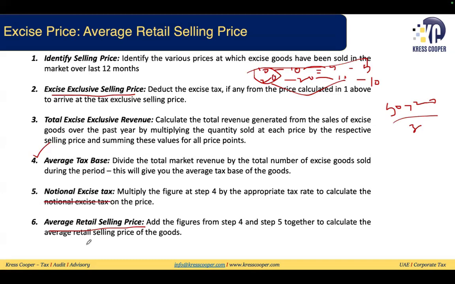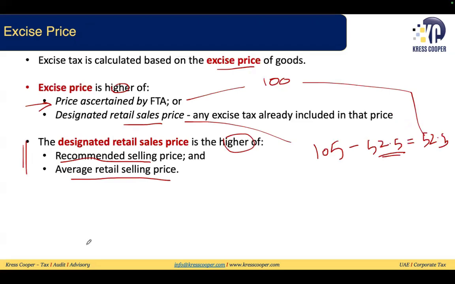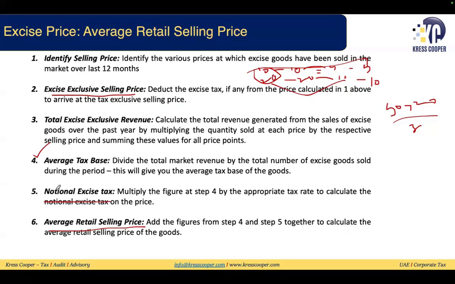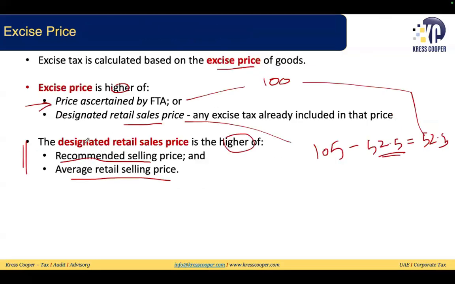How will you ascertain the excise price basis? The higher of the price ascertained by the FTA and the designated retail selling price. How will you calculate the designated retail selling price? It is the higher of the recommended selling price or the average retail selling price, and for the average retail selling price they have given the proper mechanism. Based upon this you calculate the average retail selling price, arrive at the designated retail price, compare it with the price given by the FTA, and the higher of the two will be your excise price. On this excise duty will be applicable, and what percentage applies depends upon the nature of the goods.